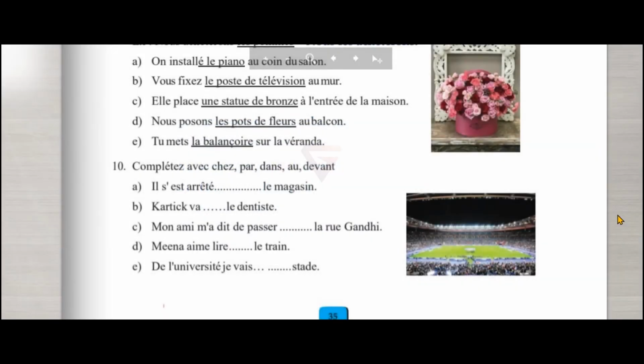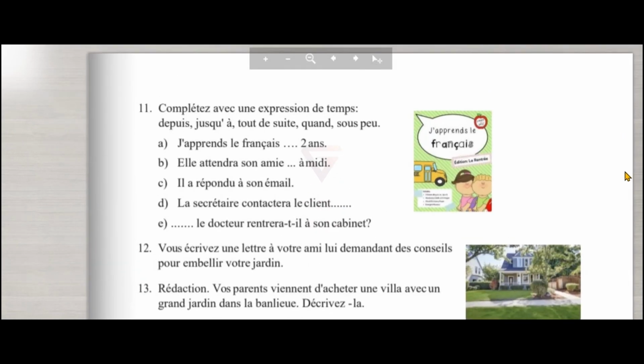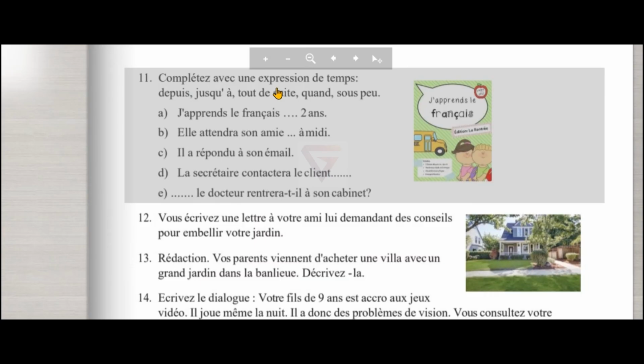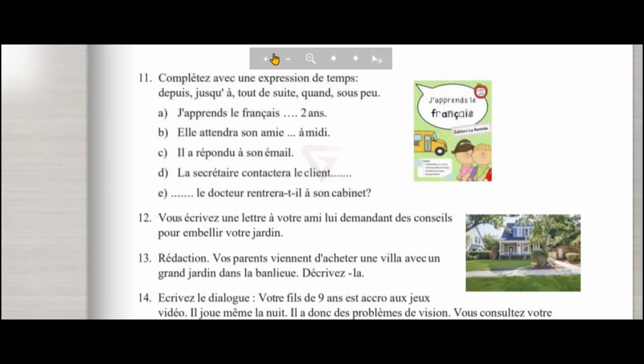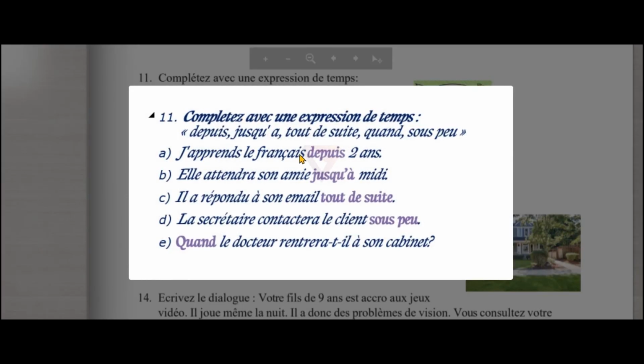All right. And the last exercise here, which is the 11th one, they want you to complete with expressions of time. So first you have depuis meaning since, jusque meaning until, tout de suite meaning immediately, quand meaning when, and bientôt meaning shortly. So here first you're going to say, I'm learning French since 2 years. She will wait for a friend until noon. He replied to his email immediately. The secretary will contact the customer shortly, and when the doctor will return to his office.